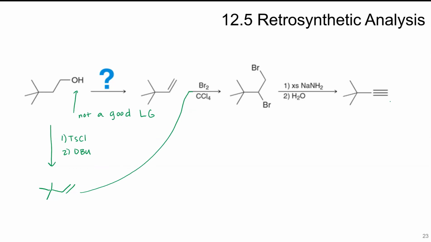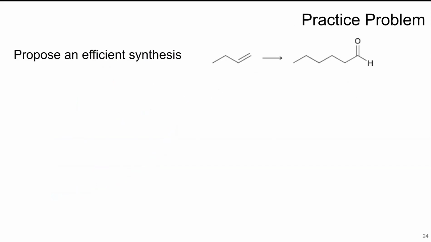And that will give us this alkene, which you can then send through this to get to the desired product. So for your practice problem, propose an efficient synthesis. You're starting with butene, and then you want to end up with this aldehyde. Think about different reactions that will get there.